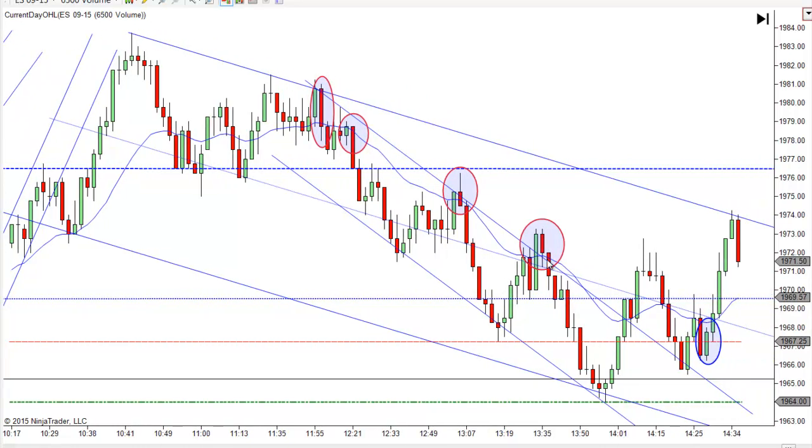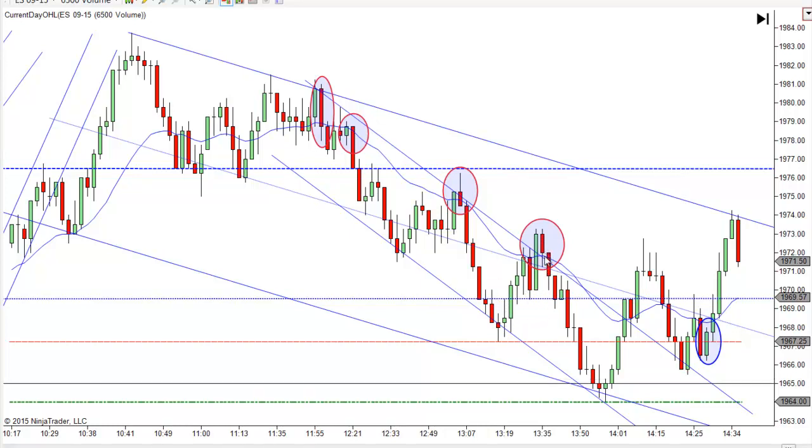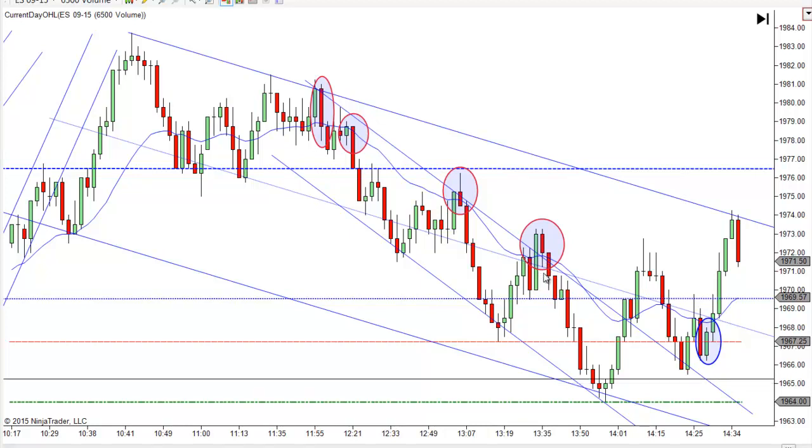And then you get another second entry here. It's the first real break of this trend line, and it's right here around the midpoint where you expect to get a little support and resistance for a moment. I would definitely try to use a limit order here. You could use a stop.